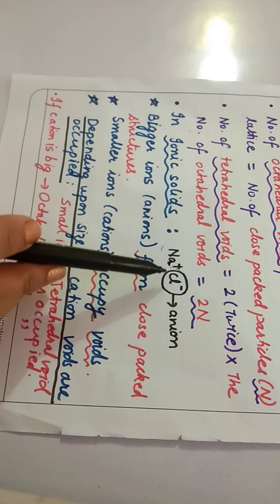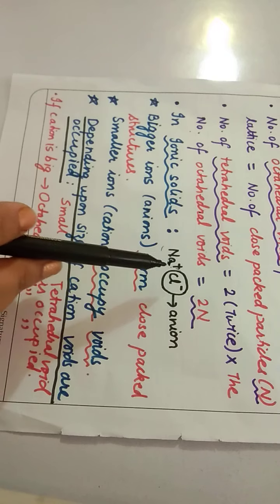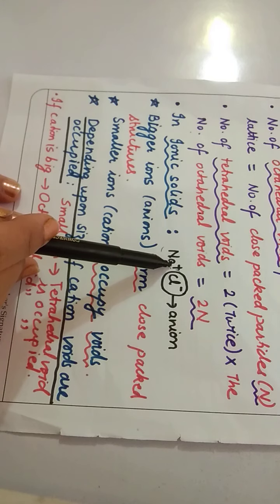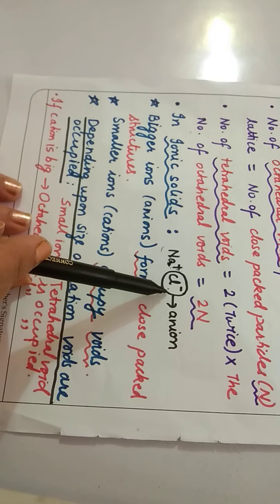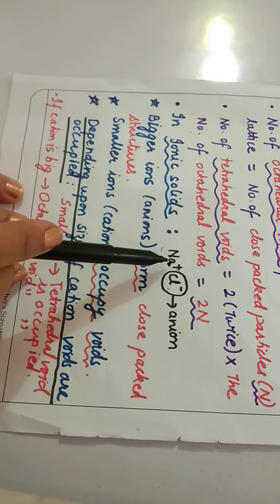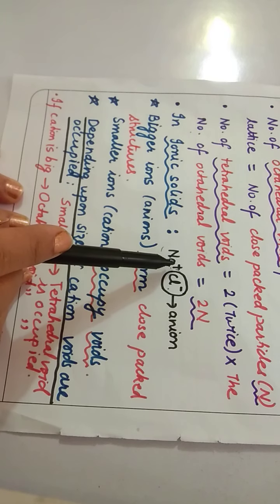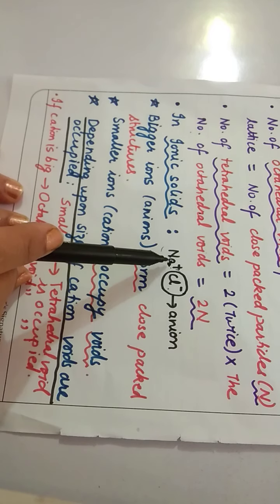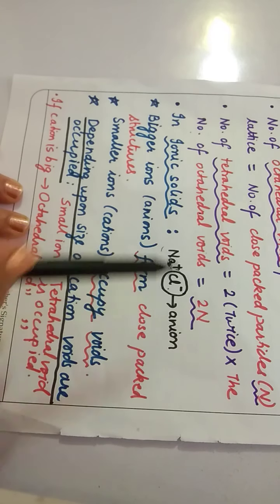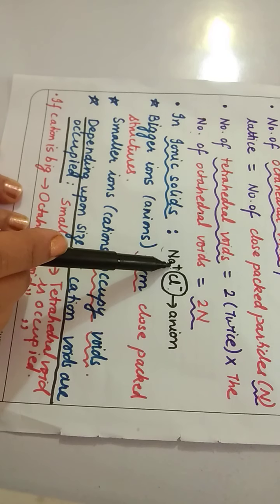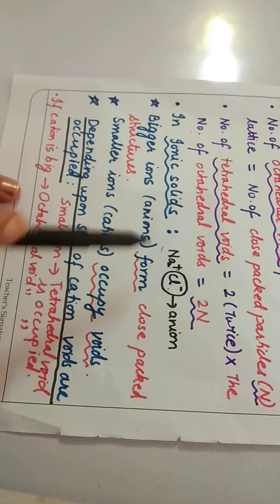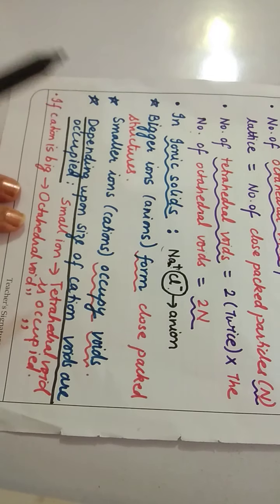There is a space left between the spheres or these particles. So cations will be forming voids and anions will be forming the close packed structure. Now this cation, Na+, is sometimes very small in size and sometimes somewhat big. If this cation is a very small ion, then it will be covering a tetrahedral void. And if this cation is a little bit big, then it will be occupying the octahedral void.